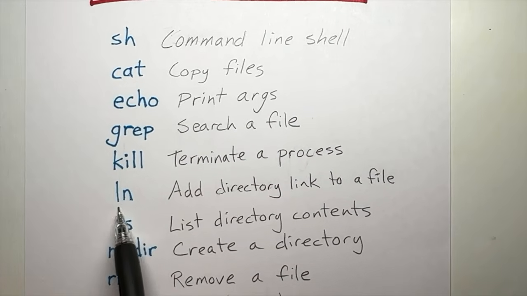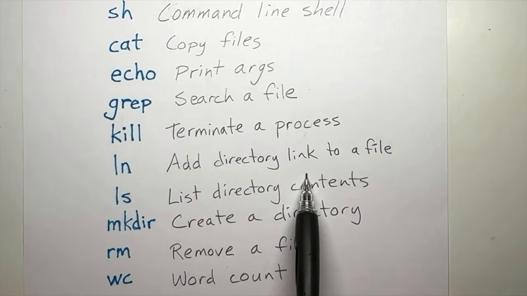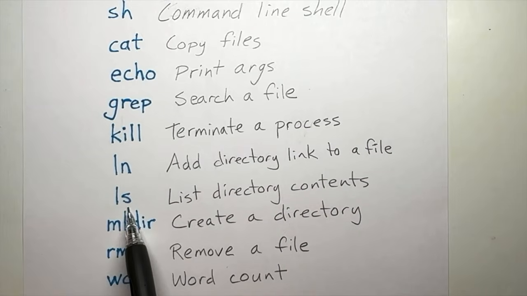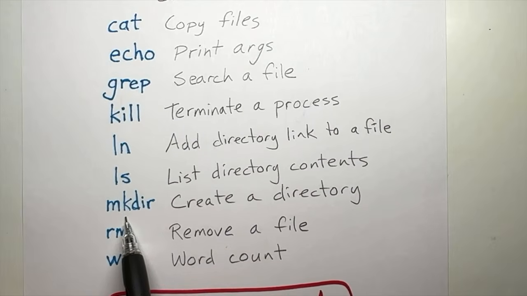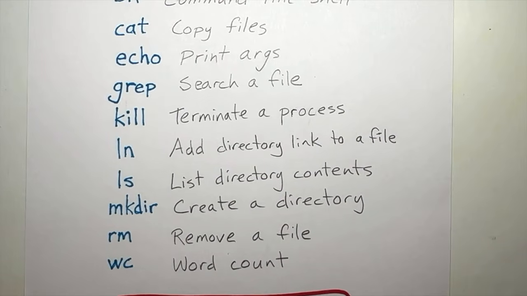The ln or link command is used to create a hard link to a file, creating a new directory entry. The ls command lists out the contents of a directory. The make directory command is used to create new directories. And remove, or rm, is used to remove links and remove files from directories. And wc, or word count, is used for counting the characters and words and lines in a file.